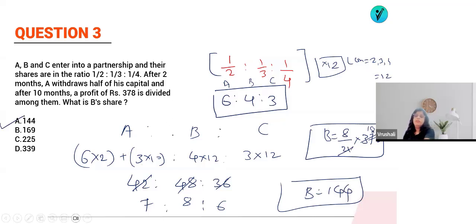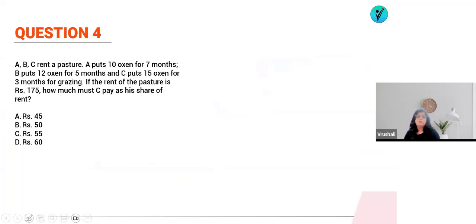Okay. Now let's solve the next question. So question number 4 is on the screen. Let's try to solve it. A, B, C rent a pasture. A puts 10 oxen for 7 months. B puts 12 oxen for 5 months. C puts 15 oxen for 3 months. If the rent of the pasture is 175, how much does C pay as his share of rent?